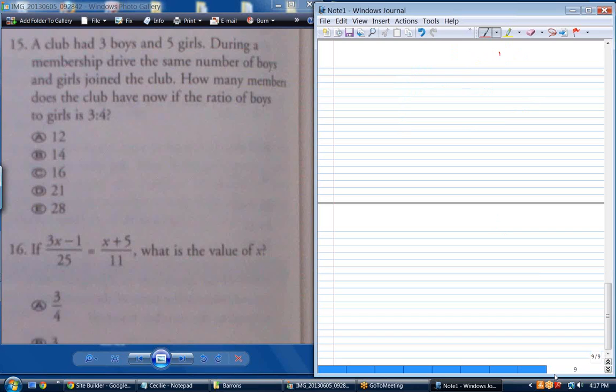A club had 3 boys and 5 girls. During a membership drive, the same number of boys and girls joined the club. How many members does the club have now if the ratio of boys to girls is 3 to 4? Well, they had 8 people. 12?